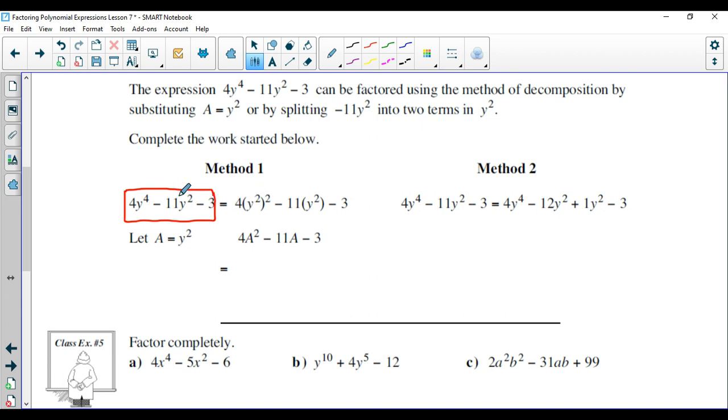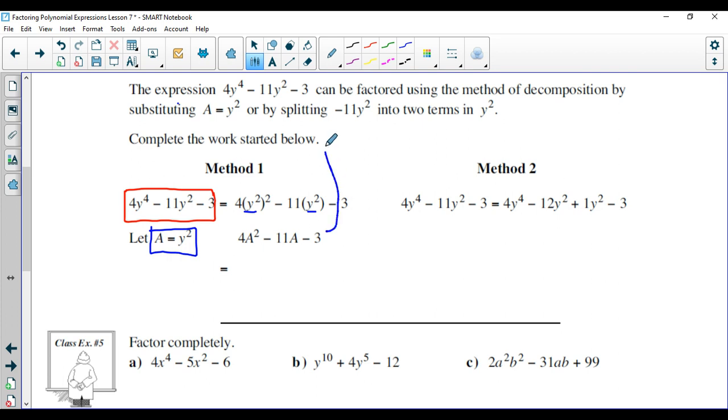So if you take this and rewrite it, we could write it as 4, and then y squared to the power of 2, subtract 11y squared, and then subtract 3. So the substitution we're going to make here is we're going to replace y squared with a. If you do that, you'd have 4a squared minus 11a minus 3. Now, this one's a bit more difficult to factor because the inspection's probably not going to work here. So we need to use the method of decomposition to factor this one.